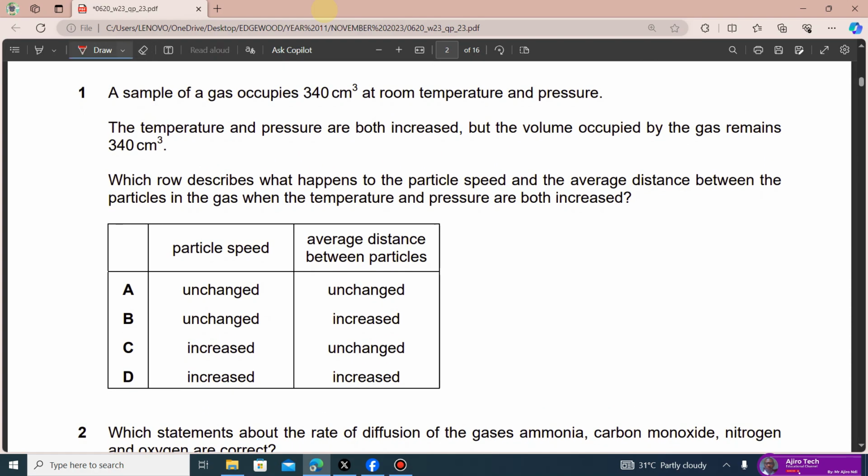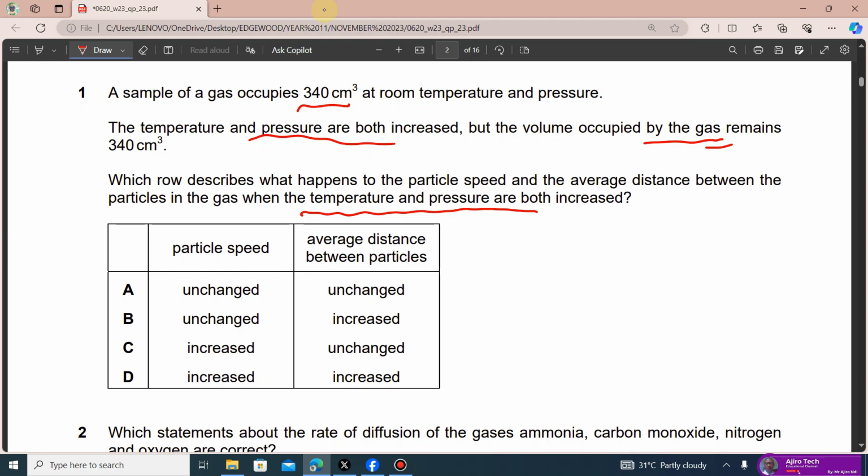Now the first question says that a sample of gas occupies 340 centimeter cube. So this is the volume of the gas. Now the temperature and pressure are both increased, and the volume of the gas, please take note, remains the same. So what happens to the particle speed and the average distance when the temperature and the pressure are increased and the volume remains the same?